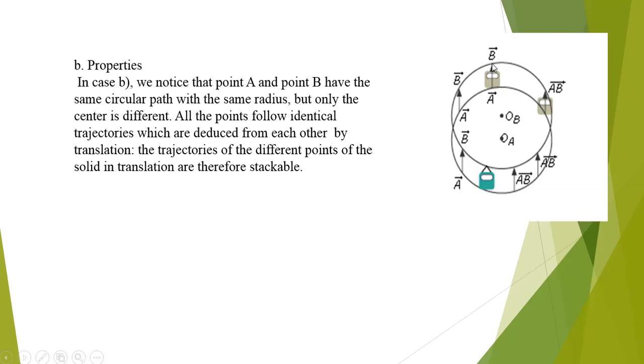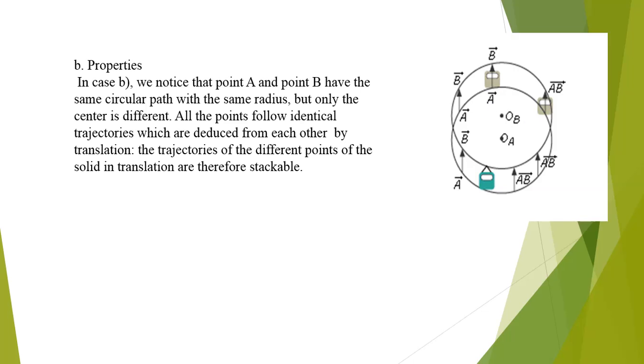The circle relative to B is centered at OB, and the circle relative to point A is centered at OA, while OA and OB are different, since the center O relative to the circle B and the center O relative to the circle A are not confounded. All the points follow identical trajectories.